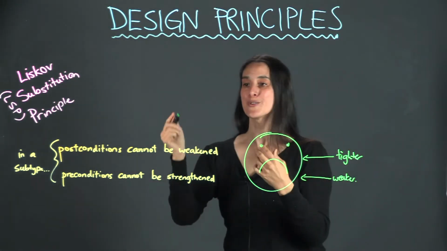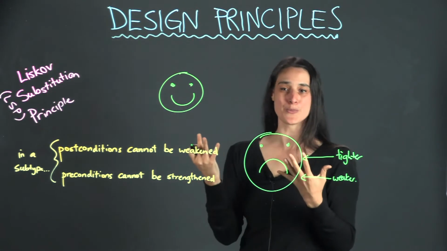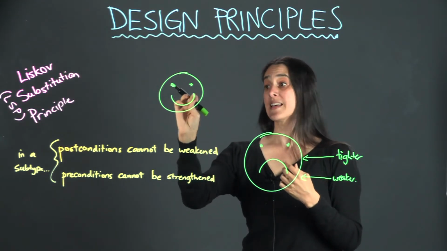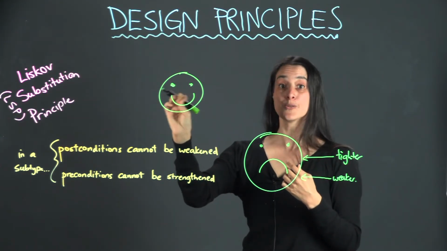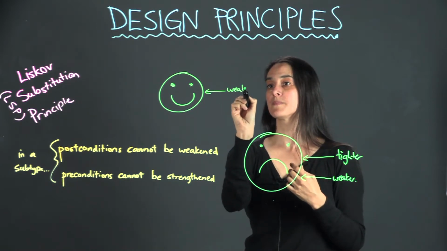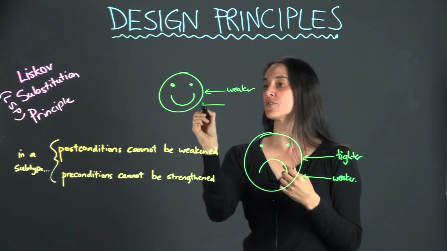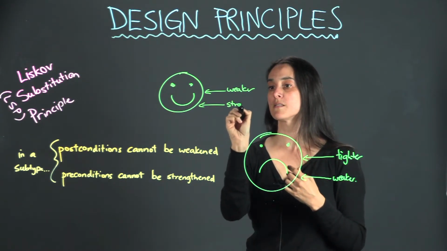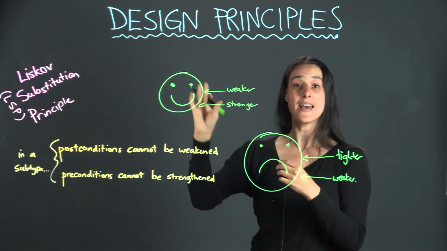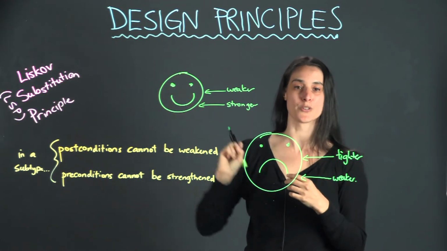The opposite is also true. So if we have a happy face, that means that we have a substitutable method. A happy face has a smile, which is wider or looser at the top, so we have weaker preconditions. And it's tighter or narrower at the bottom, which means we have stronger postconditions. And an operation with this arrangement is substitutable for its supertype's operation.